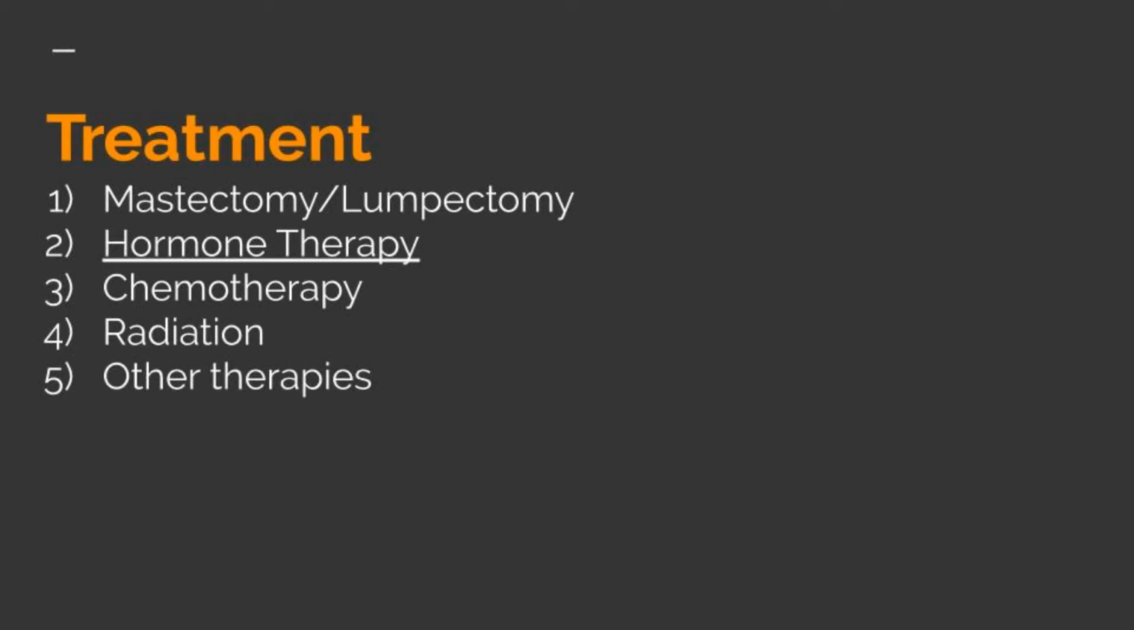Hormone therapy can be used for up to 5 years in conjunction with other therapies like a lumpectomy and or radiation. In postmenopausal women, hormone therapy can be used in conjunction with aromatase inhibitors, which inhibit the amount of estrogen that the body produces.